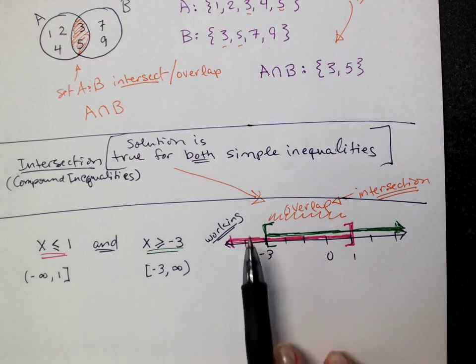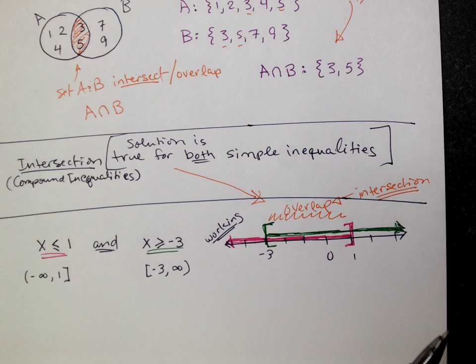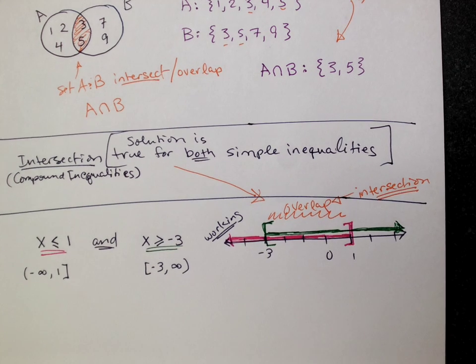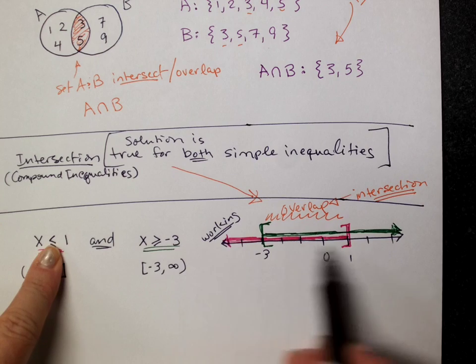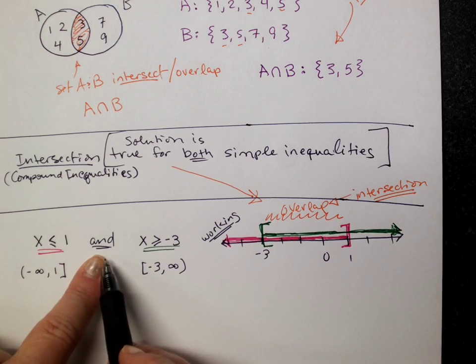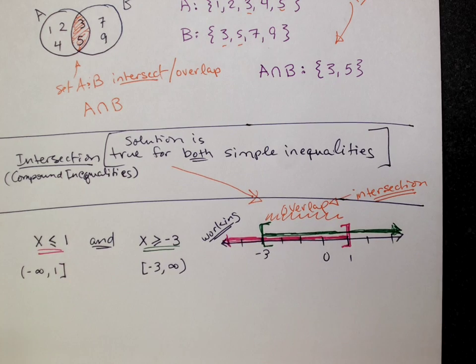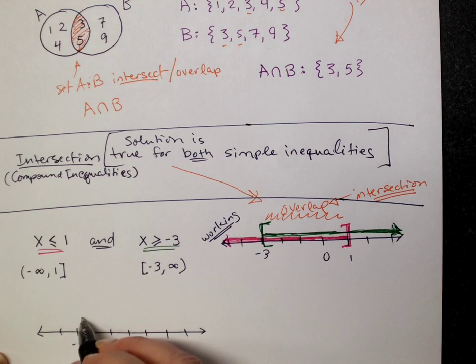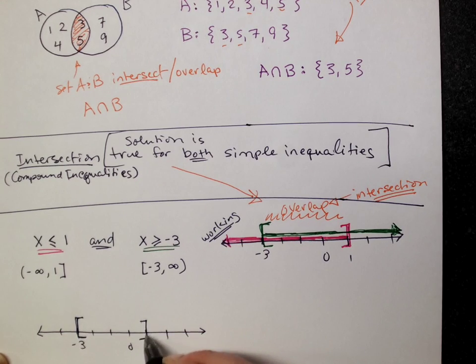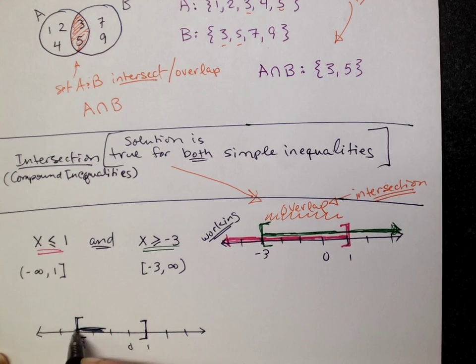So your working graph is not your final graph. It's just to help you visualize what the solution is. You put them both, simple ones, on one graph. You just note the word "and" means we're looking for the overlap. So your final graph for this is only the part that overlaps. So it includes -3, and it includes 1, and it's everything in between.